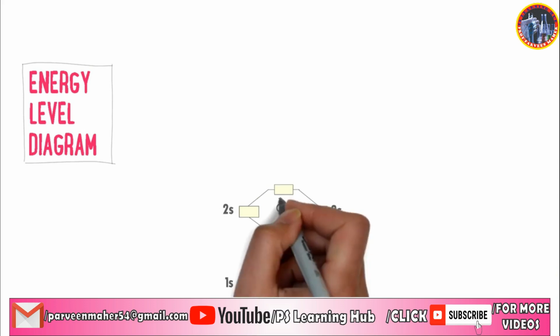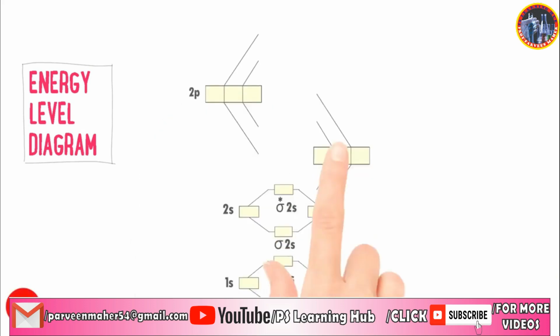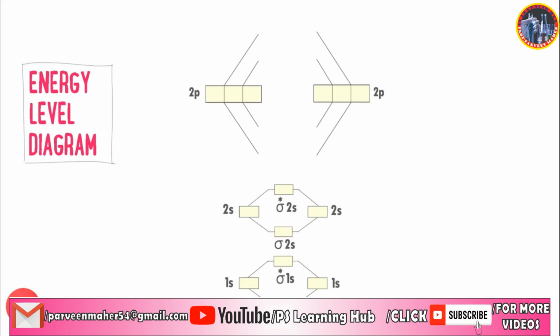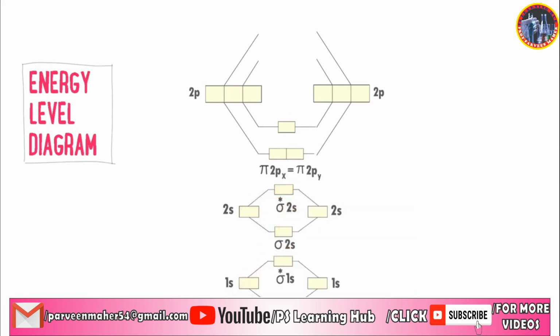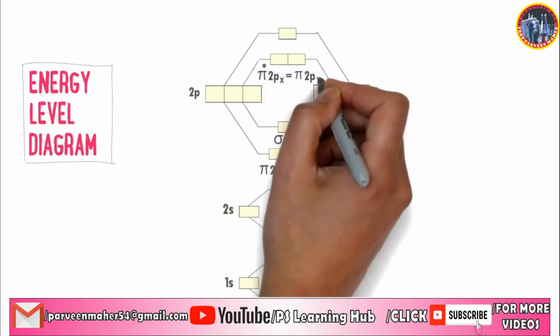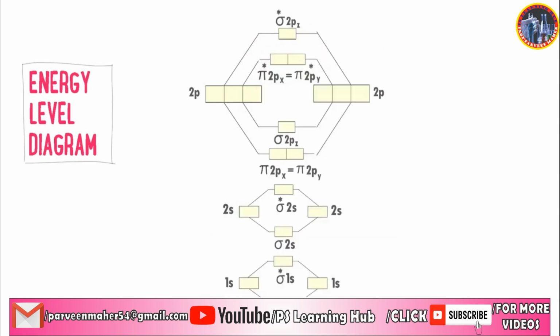sigma star 2s. When two sets of 2px, 2py, 2pz atomic orbitals overlap, they form three bonding molecular orbitals: pi 2px and pi 2py, which have the same energy, and one sigma 2pz molecular orbital, which has slightly higher energy than pi 2px and pi 2py. They also form three anti-bonding molecular orbitals: pi star 2px, pi star 2py, and sigma star 2pz.